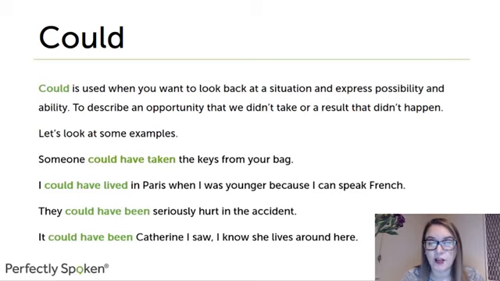So if you look at these examples, you can see that we're looking back at a situation, and I'm choosing could to express possibility and ability. Someone could have taken the keys from your bag. Maybe you left your bag in a public space, it wasn't locked. So there's the possibility and also the ability for someone to steal the keys. So that's could.